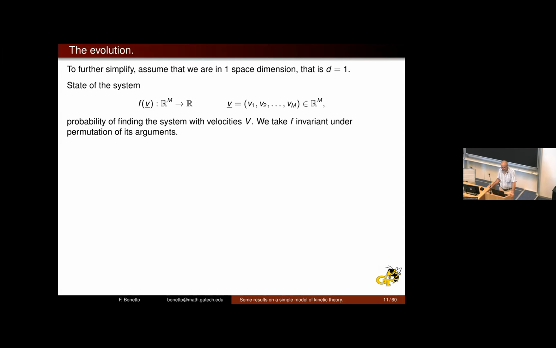We assume that our particles are identical, and so we take it as invariant under permutation of its arguments. This is always assumed from now on without saying.